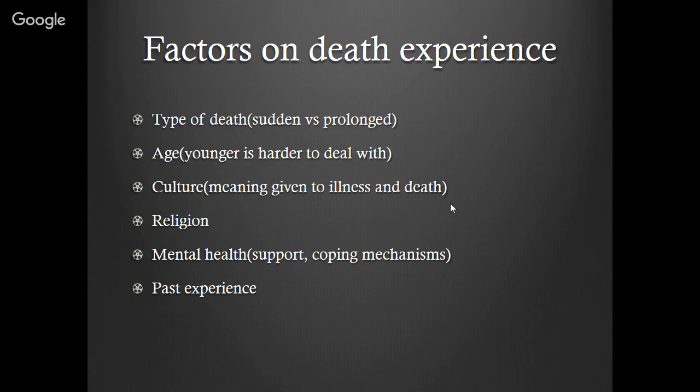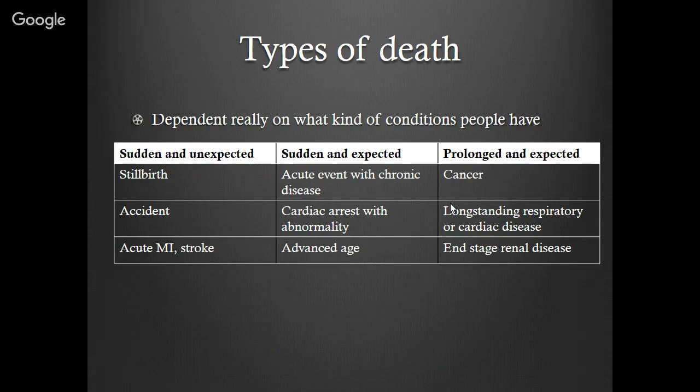So this is factors on how people experience death. Not their own death, someone else's death. So it'd be like how quickly it is, when they're expecting it, how old the person was, things like that. Okay. Types. So this is just the different categories, I guess, you can group them into.